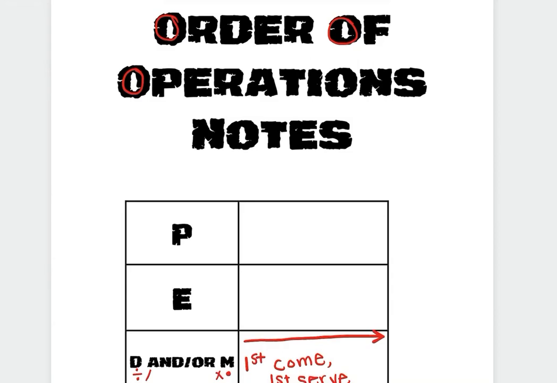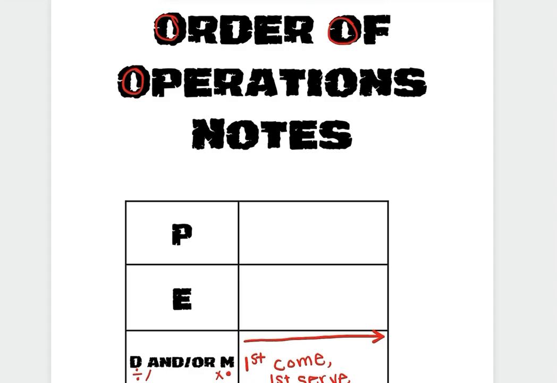Welcome back to our second episode of our OOO table. Today we are going to finish those notes. So first thing we're going to do is we're going to finish filling in this chart. So last we talked about the bottom two, and so today we're going to start with parentheses.